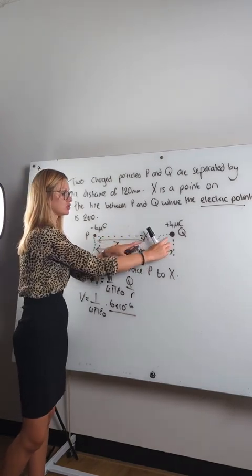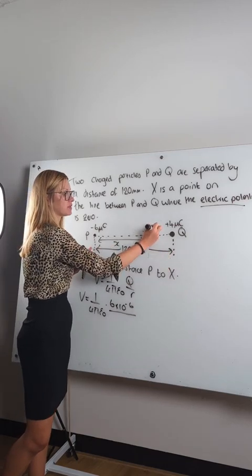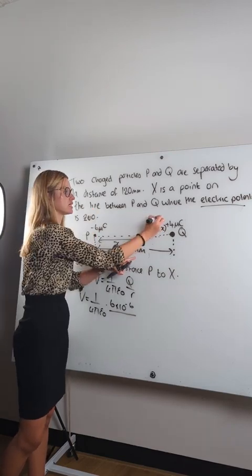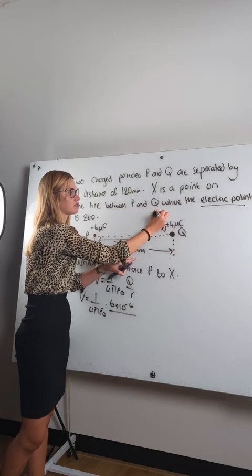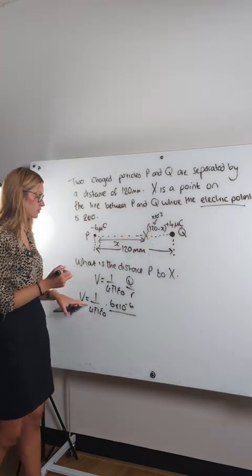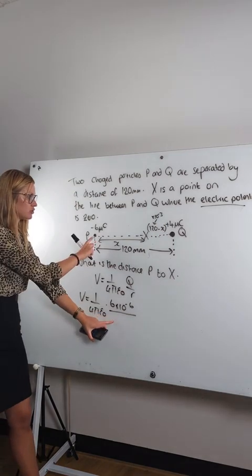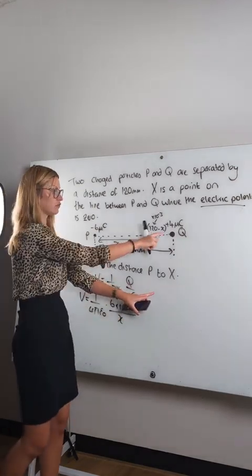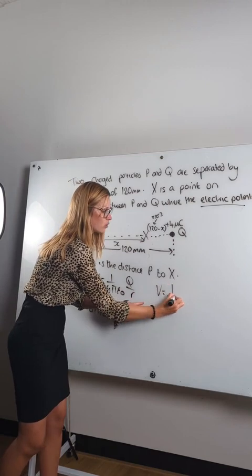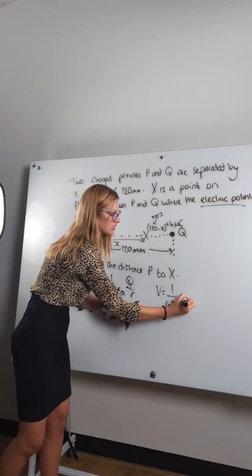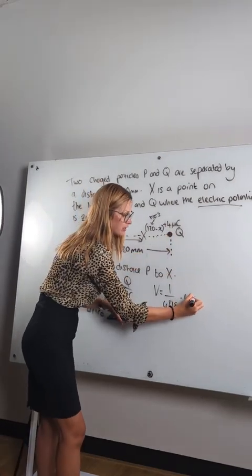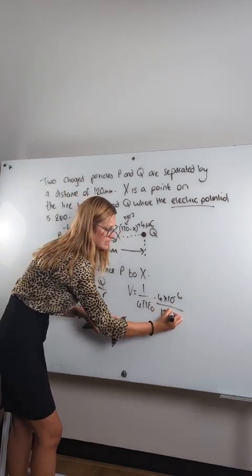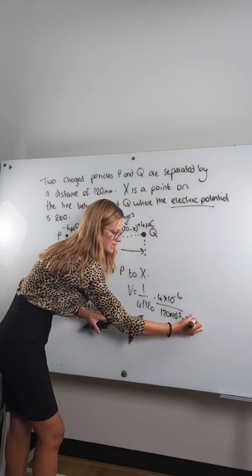That means from X to Q, the whole thing is 120, must be 120 minus X. Okay, but just remember that's in millimeters, so it's actually 120 times 10 to the negative 3 minus X. Okay, so the distance here that I'm going to use for point P and point X is just my X. And then I set up another equation for this charge. So V is 1 over 4 pi epsilon naught times by Q, which is 4 microcoulombs, divided by the distance between them, which this time is 120 times 10 to the negative 3 minus X.